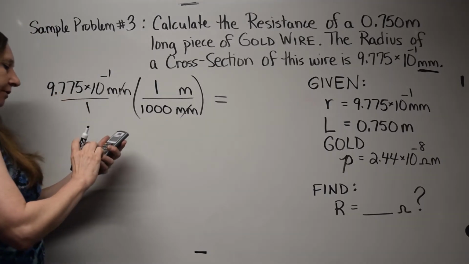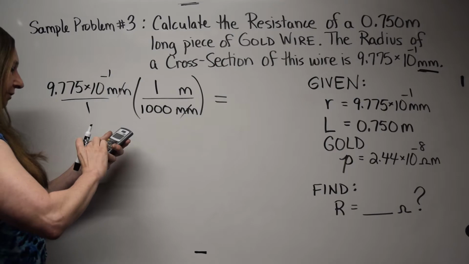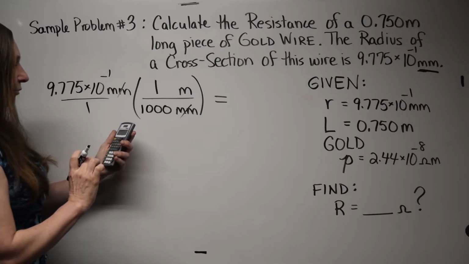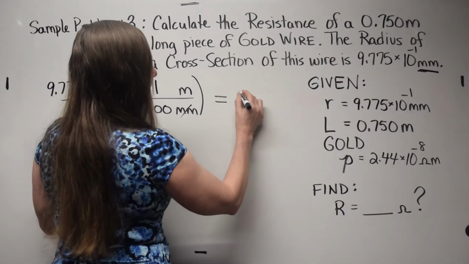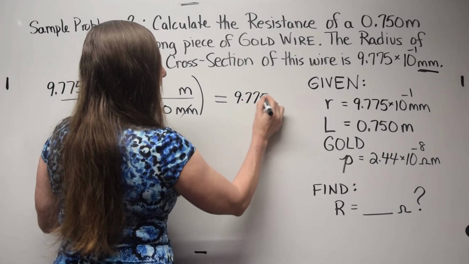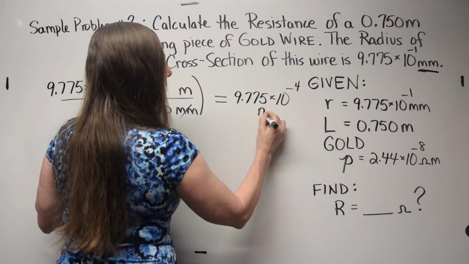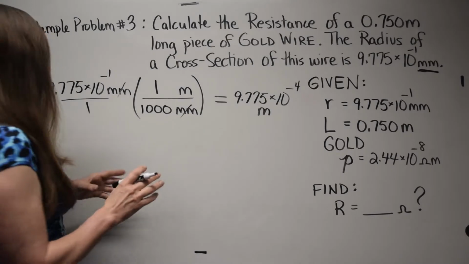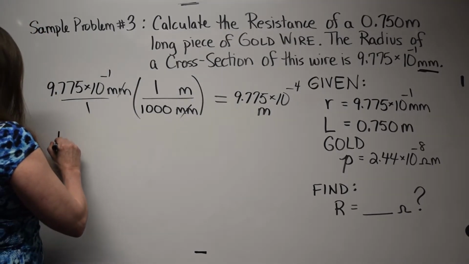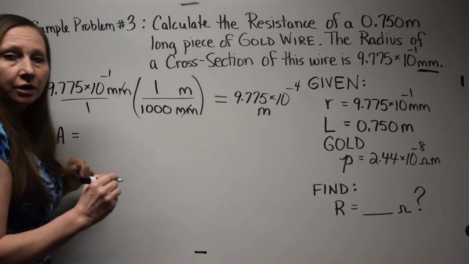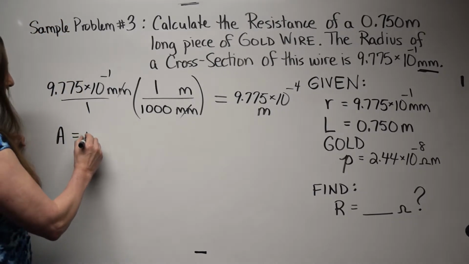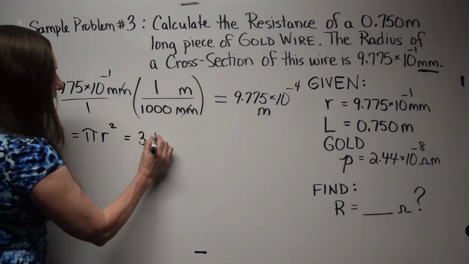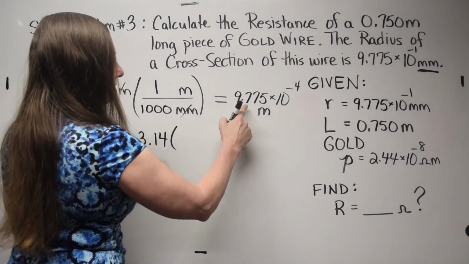So now if we take 9.775 times 10 to the negative 1 and divide that by 1,000, we get 9.775 times 10 to the negative 4 meters. So now we have the radius in meters. We can now calculate the area of the circle, which is the cross-sectional area of the wire. The area of a circle is pi r squared. So for pi, we're going to put 3.14. R is right here.